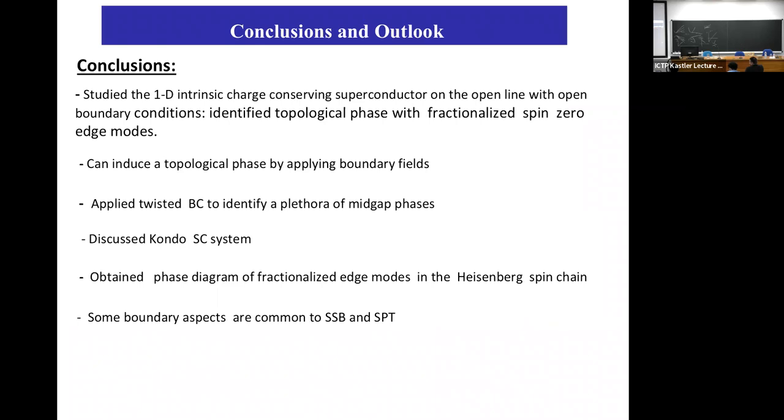Conclusions. We studied the intrinsic charge conserving superconductor. We identified topological phases. We can show that we can induce the topological phase by applying boundary fields. And we found a plethora of mid-gap phases. We discussed the Kondo superconducting combined system. It's interesting because in three dimensions, if you study the Kondo superconductivity system with BCS, you get only the YSR phase. Here you have three phases. And then we got a phase diagram of fractionalized edge modes in the Heisenberg chain and various boundary aspects which are common to spontaneous symmetry broken systems and SPT, symmetry protected, which are different classifications.